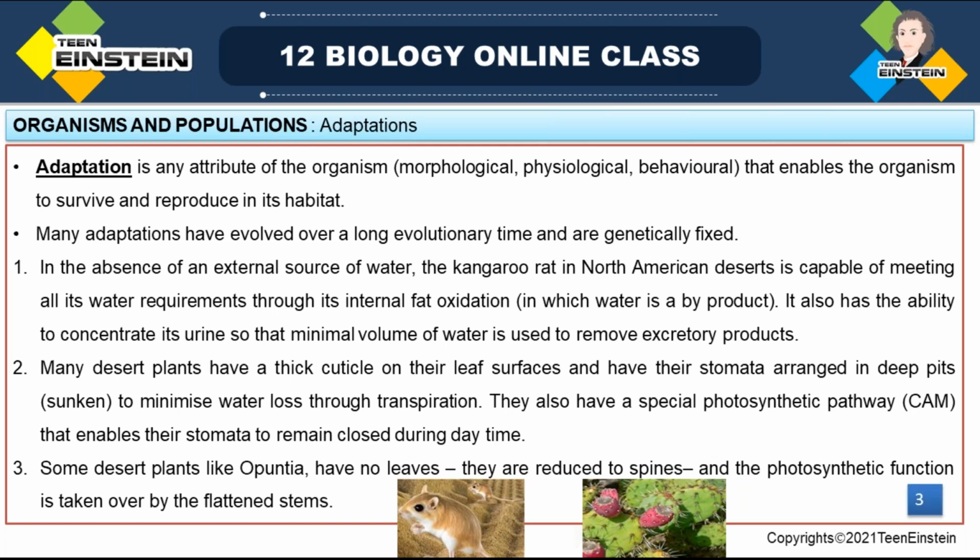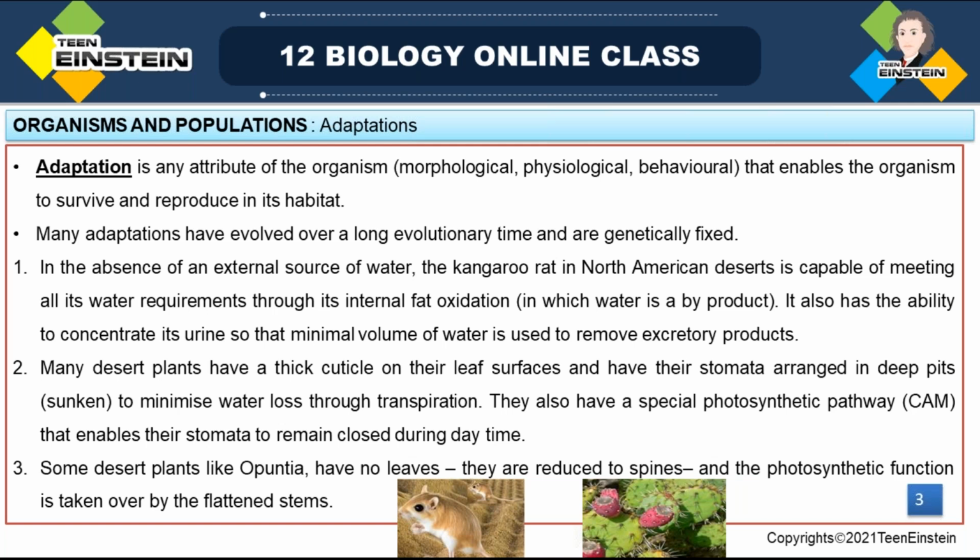Through its internal fat oxidation. Okay, note down, through internal fat oxidation, it is meeting all the water requirements. In the case of kangaroo rat, through the internal fat oxidation process, that is the important adaptation of the kangaroo rat.